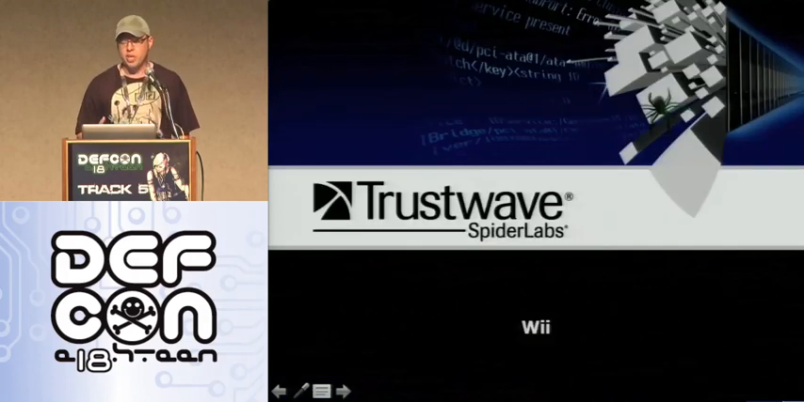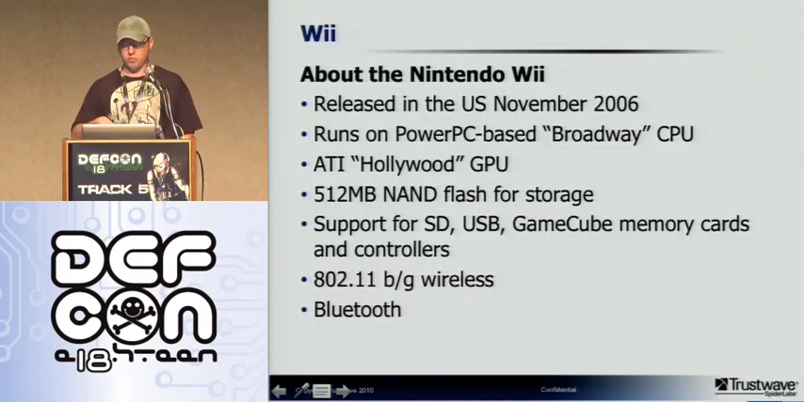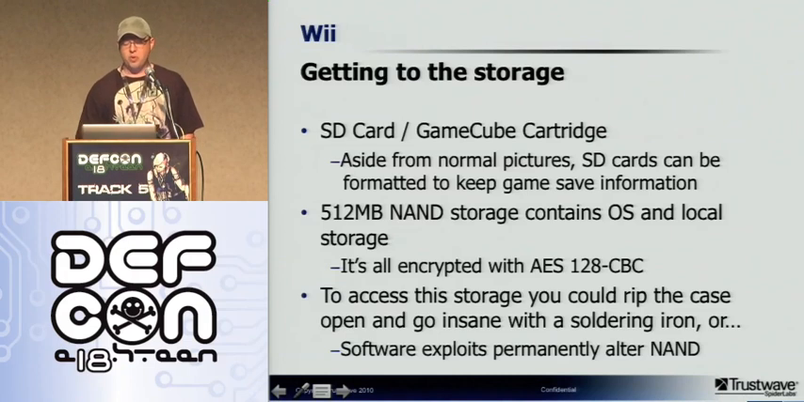The next one we look at is the Wii. Real briefly about the Wii, the only thing to really note here is the 512 meg NAND flash storage. That's where the OS and game saves are stored. Again, it's really not a lot of space. Getting to the storage, you can use legacy GameCube cartridges, or you can use an SD card. Aside from normal pictures, SD cards can be formatted to save games.